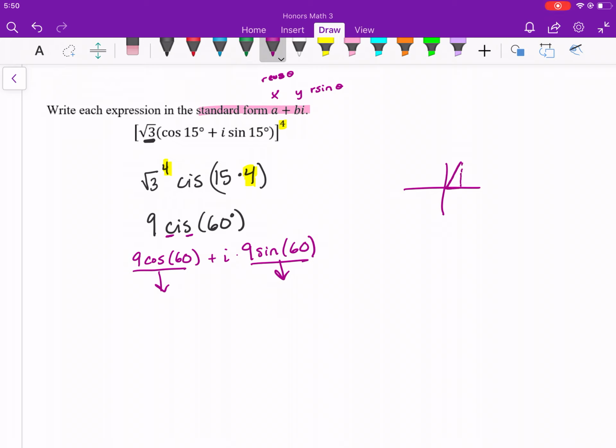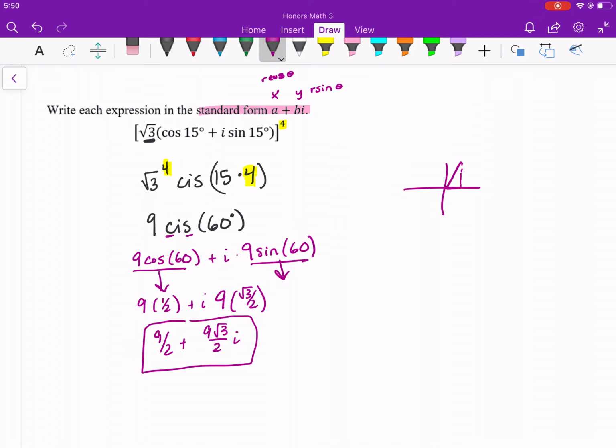So the cosine value will be a short side. So it's going to be the 1/2. And then the sine value is the long side because we're going up. So that's the square root of 3 over 2. So we've got 9 over 2 plus 9 square root of 3 over 2i, or however you want to write that. Okay?